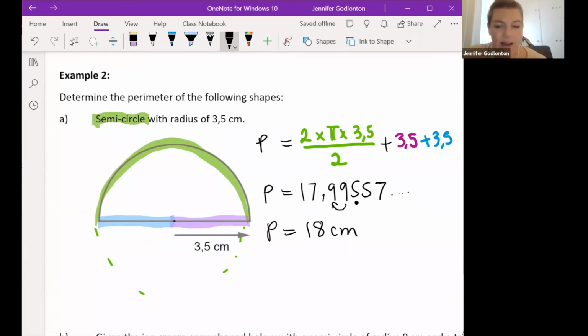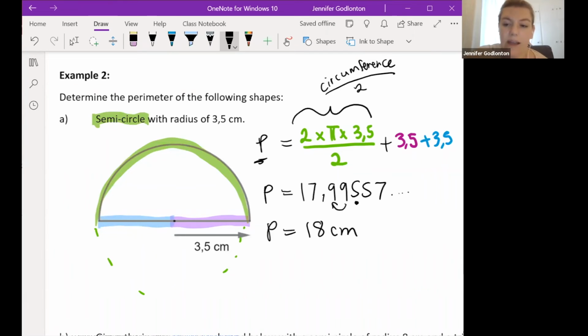Okay, so the method here, we're just working it out step by step. If I was working out the full perimeter of this, my perimeter would be the green curve plus the purple line plus the blue line. That's my full perimeter. That's why I'm saying P for perimeter. This over here is my circumference divided by 2. The reason I'm dividing it by 2 is because it's a semicircle. And then this is my one radius, and this is my other radius. So you could also have just said plus 7, so plus your diameter. I just wanted to show you what it looks like in sort of breaking it up.